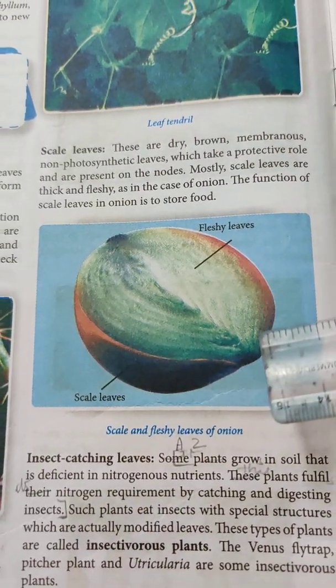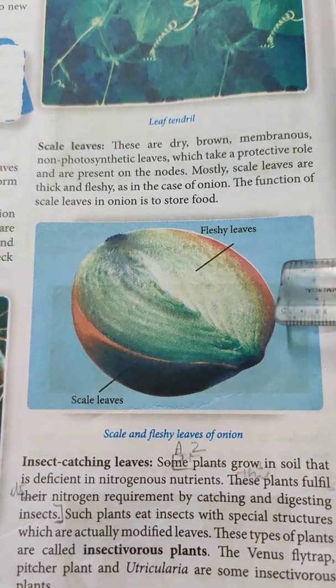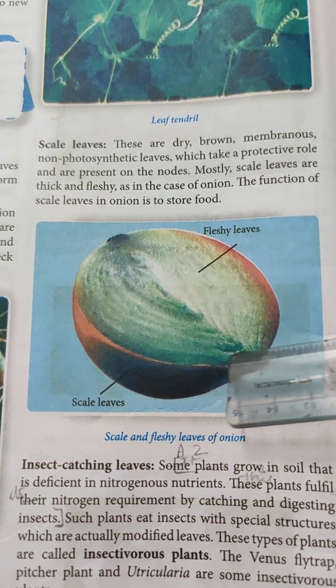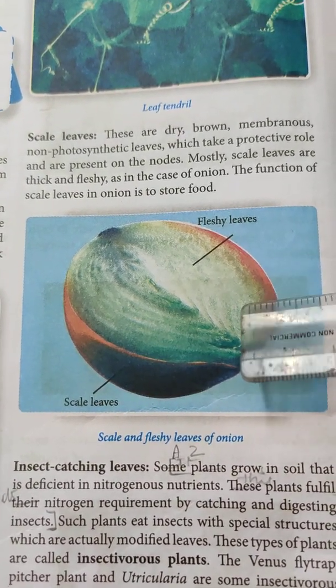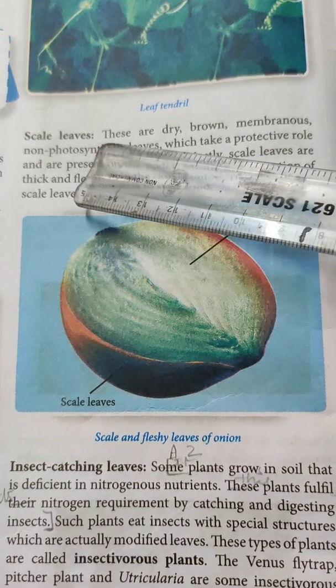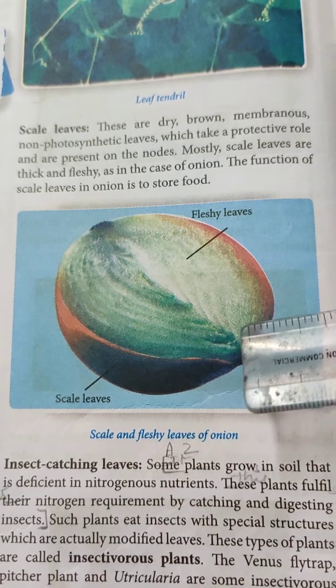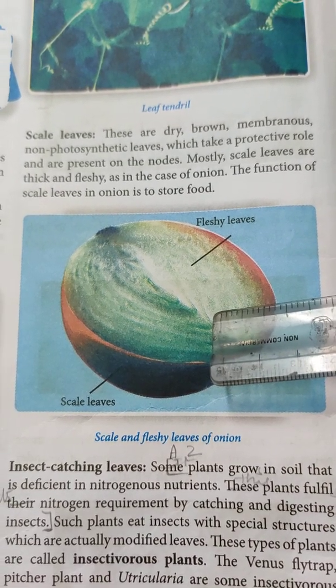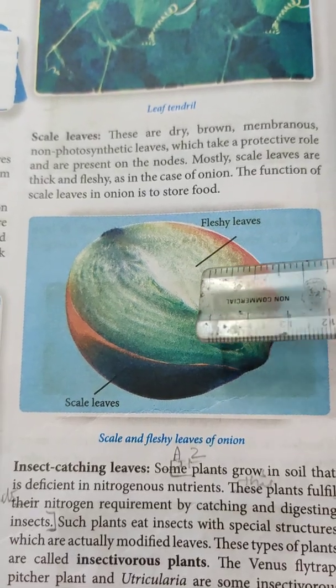In case of an onion, we see dry, brown, scaly, membranous leaves on the outer surface of the onion. These types of leaves are called scale leaves. Mostly scale leaves are thick and fleshy, as in case of onion. But the function of scale leaves is to store food.